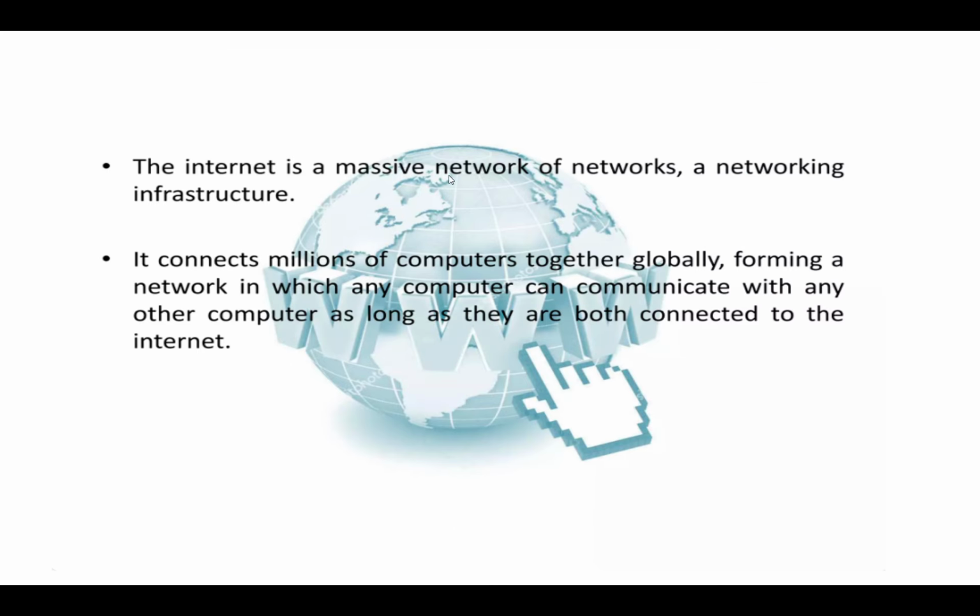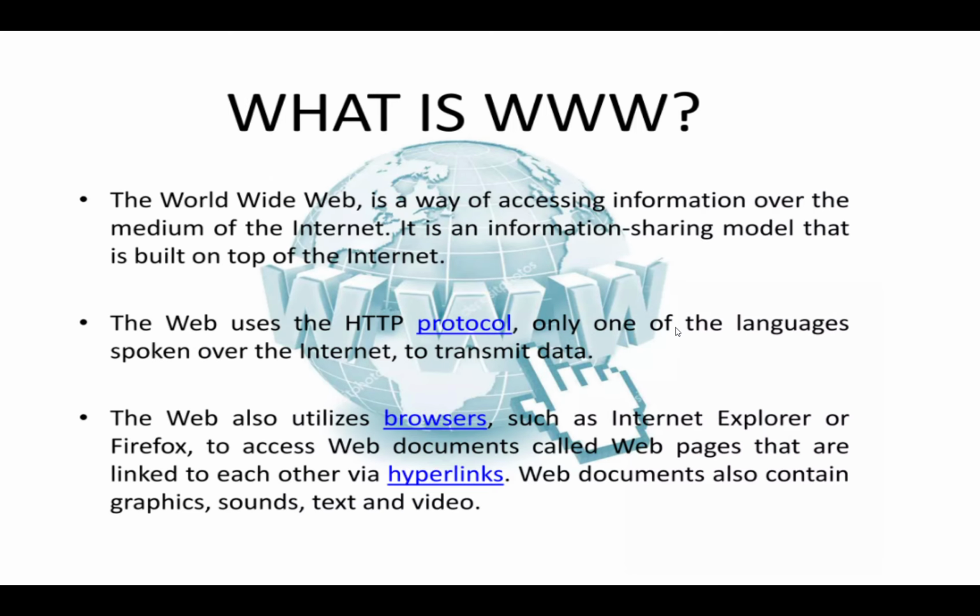The internet is a massive network of networks, a networking infrastructure. It connects millions of computers together globally, so that any computer can communicate with any other computer as long as they are both connected to the internet. What is WWW? WWW is the World Wide Web, a way to access information over the medium of the internet.